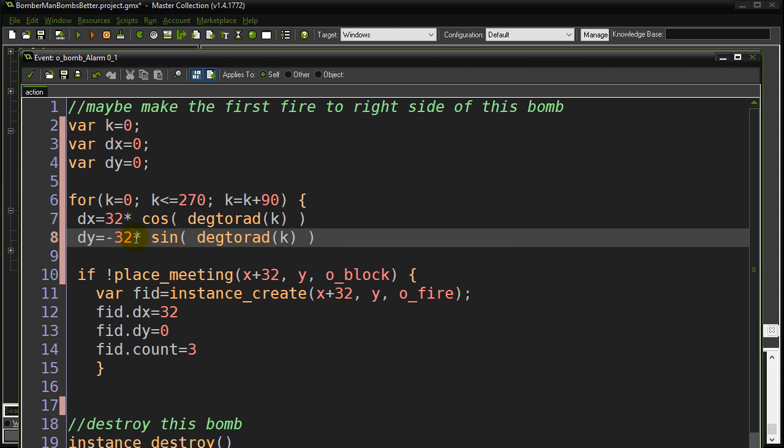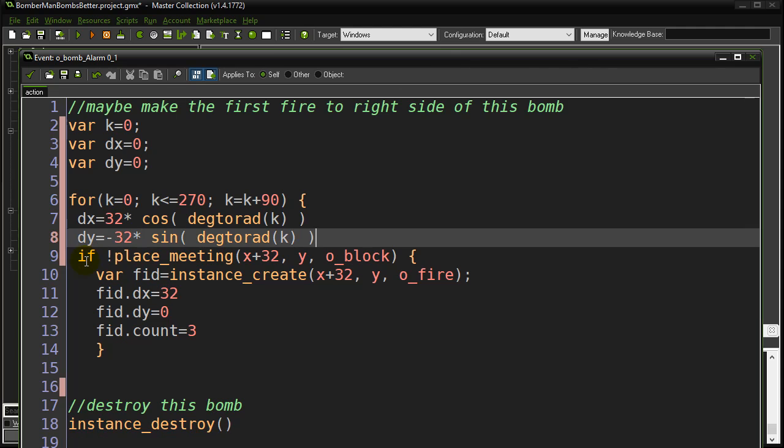Now, if you go through this, let me take a value like 270, so pointing down. For 270, the cosine is 0. 0 times 32 is 0. That's good. We're moving down. There is no dx. Sine of 270 is negative 1. Negative 1 times negative 32 is positive 32. And adding 32 to your y is moving down, checking a slot down. So this little cosine sine line here takes care of all three of those other giant if statements I had before. Now I just have to replace them here.